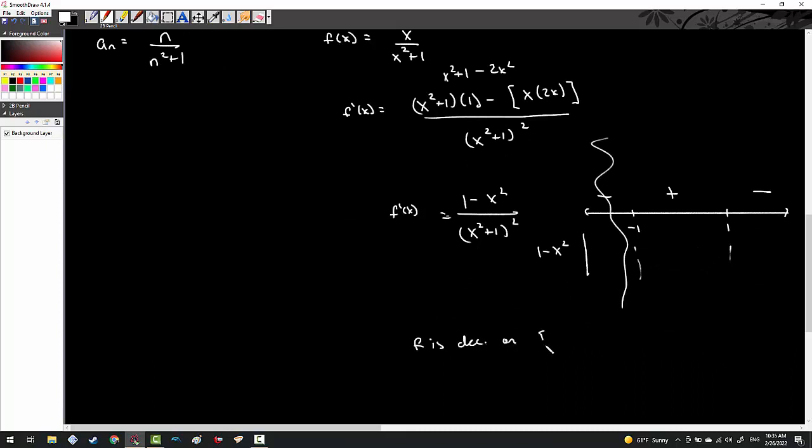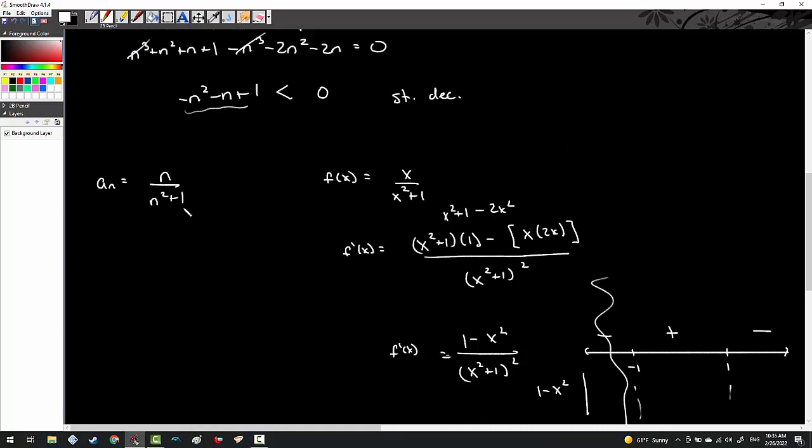is decreasing on the interval from 1 to infinity. So that means that by comparison, I can say, therefore, a sub n decreases for all n greater than or equal to 1. And that derivative test is what we call this thing. The derivative test can also be used to show strictly increasing or strictly decreasing behavior.